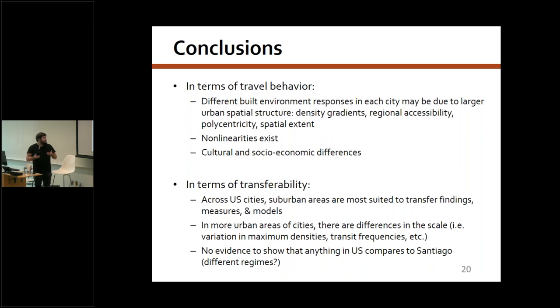And in terms of transferability, we think that across the US cities, between suburban areas, we can find a consistent model that is transferable. Of course, there are different scales. The density in Los Angeles, even in the downtown, is probably larger than in Portland. And the activity density in downtown Portland is smaller than in Seattle, for example. There's no evidence to compare any of the US cities to Santiago, and our case would say that there are different regimes.